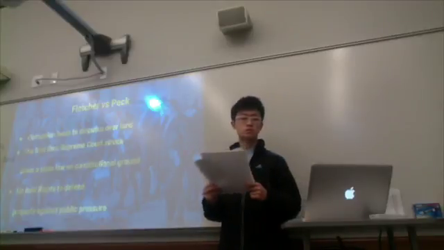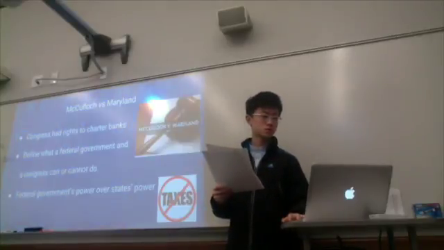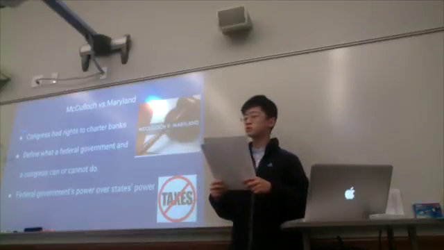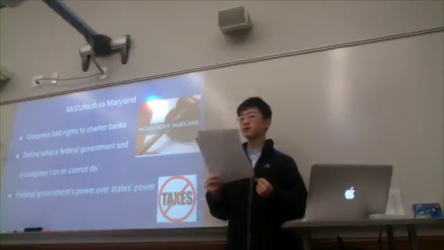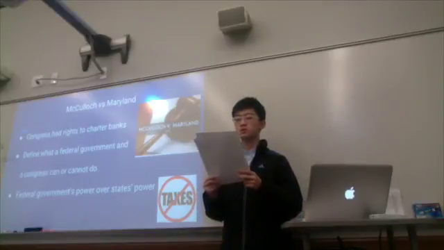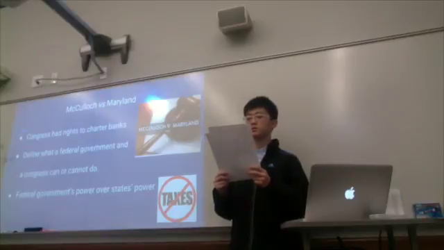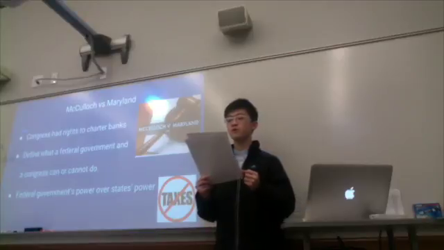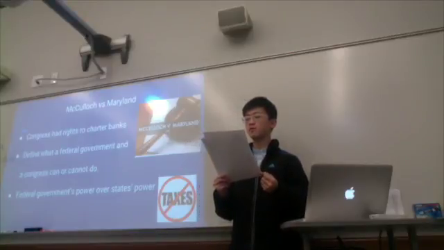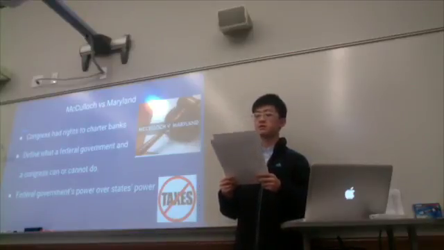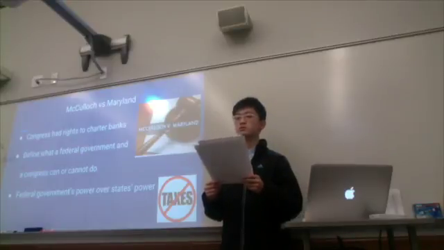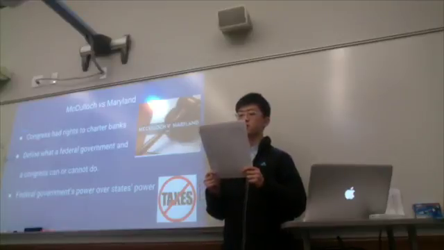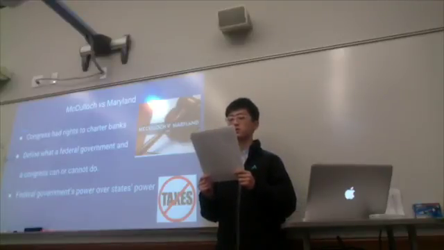Then I'm going to talk about the third case, which is McCulloch versus Maryland. This case is important because, before the case, it was not clear what Congress was allowed to do. There are very specific things that the Constitution says Congress may do, for example, chartering banks. However, the Constitution never says what the Congress can do. They only say what they may do. So John Marshall set up a broad definition of the power of Congress under the Constitution.